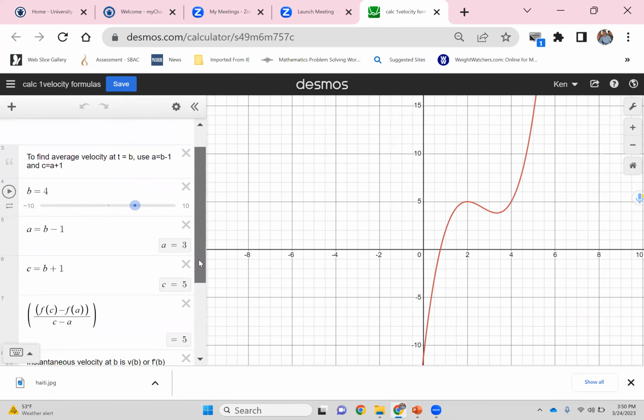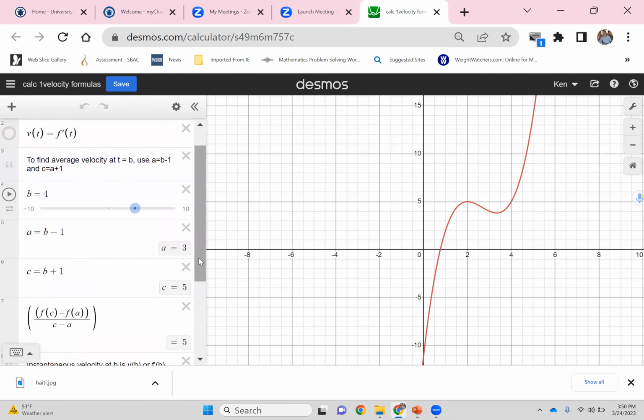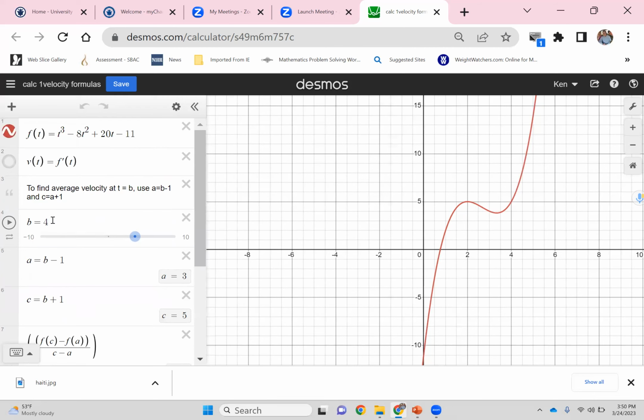So if we have this function, let's find the average velocity at 1. So we're expecting it to be positive and fairly big. I know 1 is right here. Yes, positive and fairly big. So let's let B equal 1.